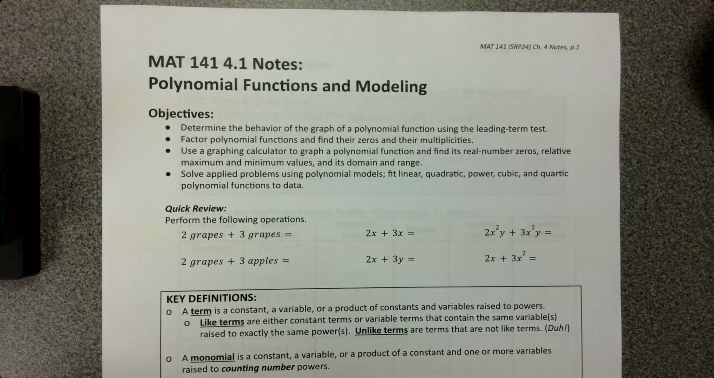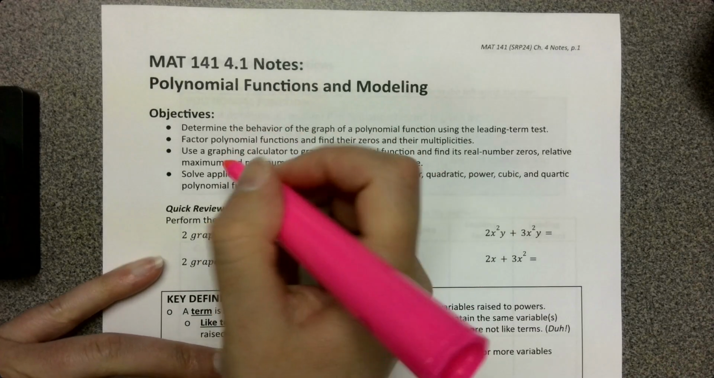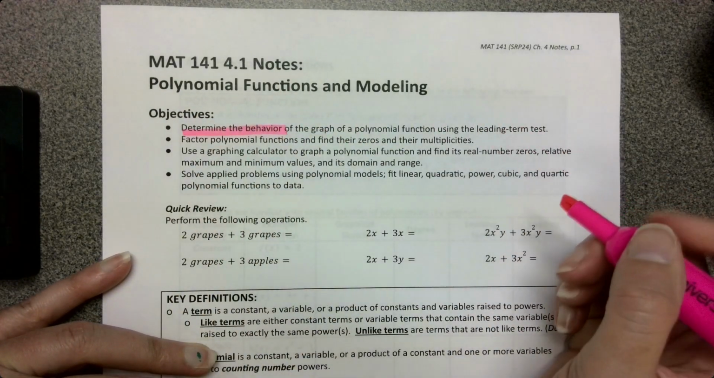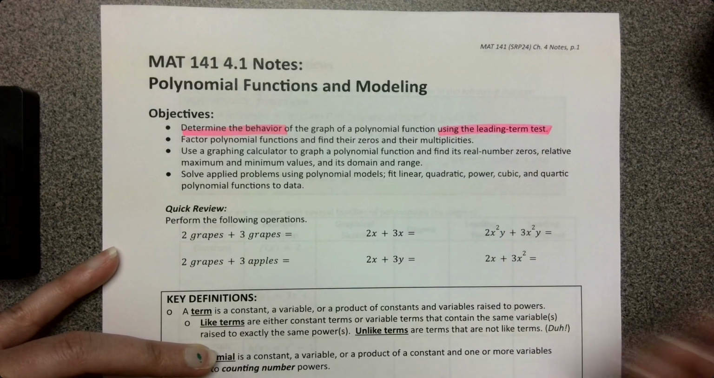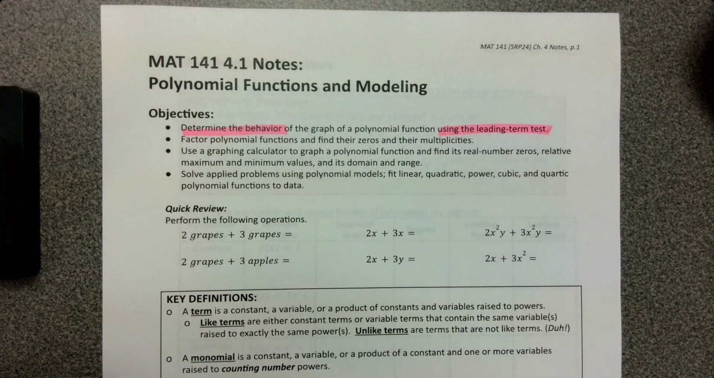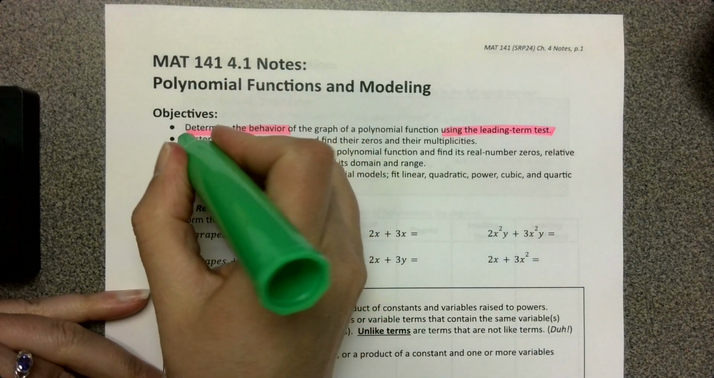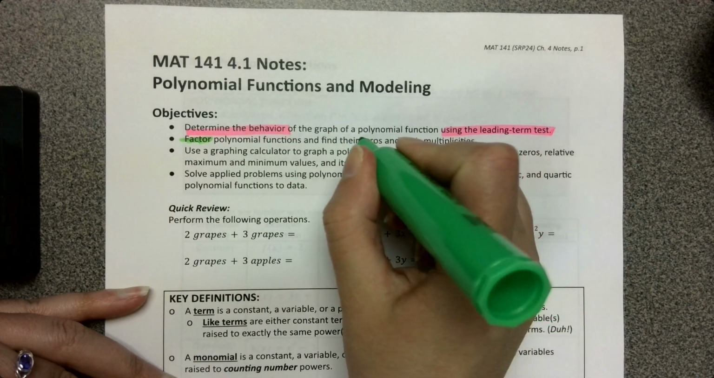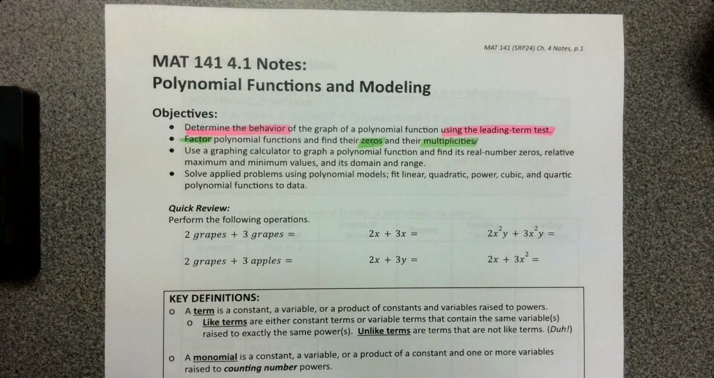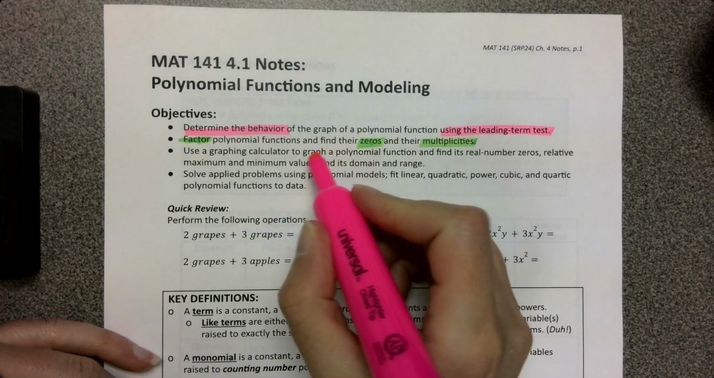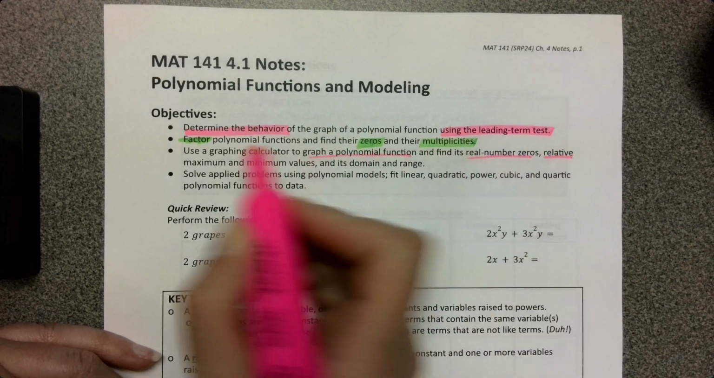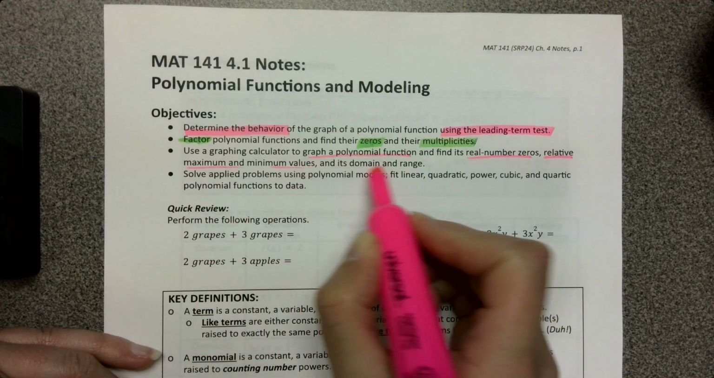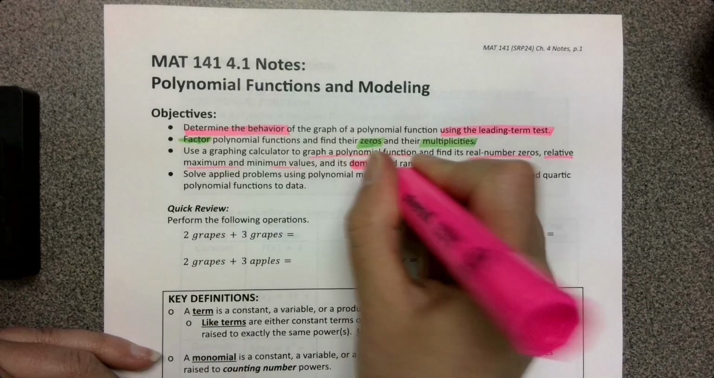Our objectives for this section are to determine the behavior of a graph of a polynomial function using the leading term test. We also want to factor polynomial functions and use that factoring to find both their zeros and their multiplicities. And we'll use a graphing calculator to graph polynomial functions, find their real numbered zeros, the locations of their relative maximum minimum values, as well as their domain and range.